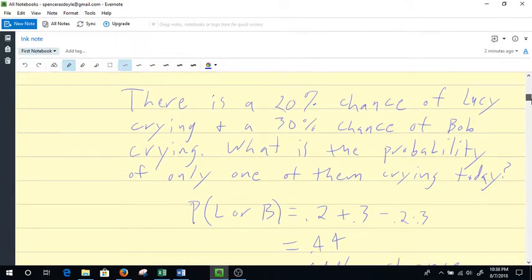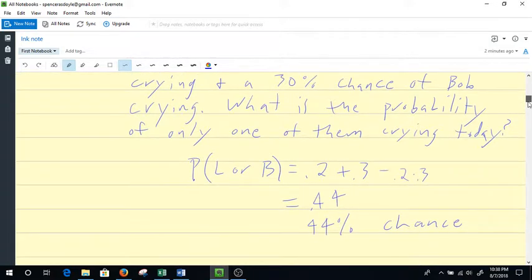So on to probabilities. There is a 20% chance of Lucy crying and a 30% chance of Bob crying. So maybe this is a babysitter or something. What is the probability of only one of them crying today? Well, the probability of one event or another without conditions is the probability of one plus the probability of the other minus the probability of both.